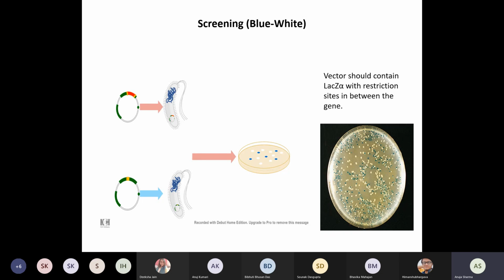So depending on the vector we are using, it has some screenable markers. Usually we use antibiotic resistance as a selectable marker. Other than that, you can have a vector which has this LacZ gene and it will give you blue and white colonies. So once your gene of interest is cloned into that particular vector, it will disturb the LacZ gene. As a result, beta galactosidase will not be formed, and hence you'll get the white colony. So by looking at the color of the colony, you can screen out that white colonies are the ones which contain the recombinant DNA.